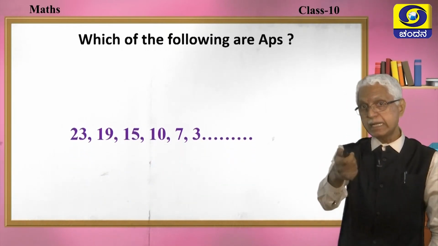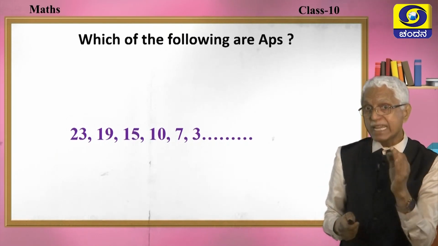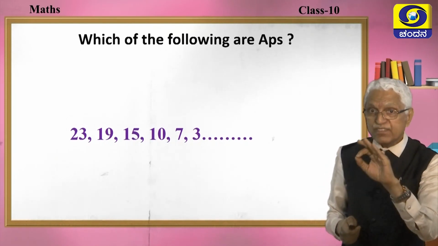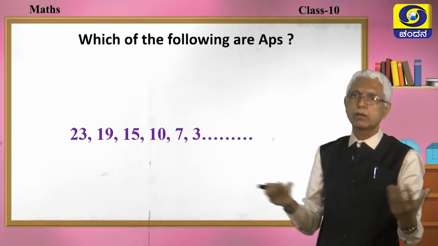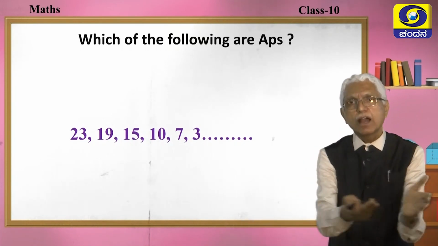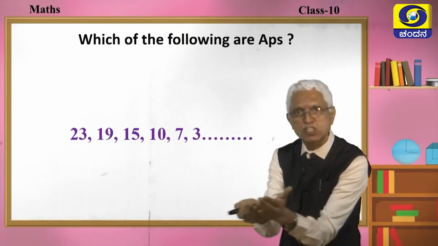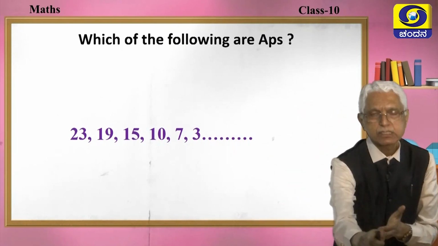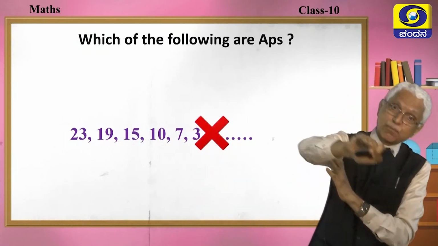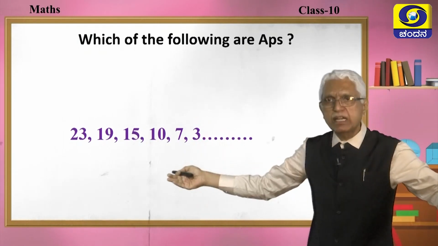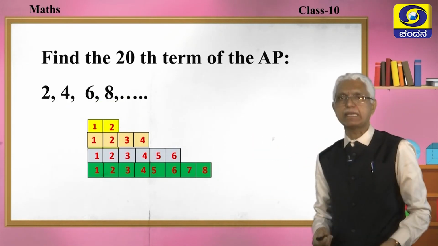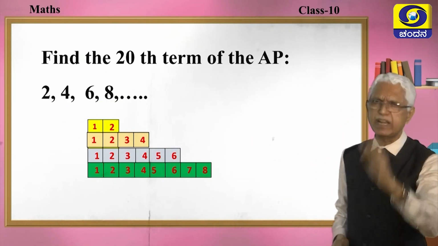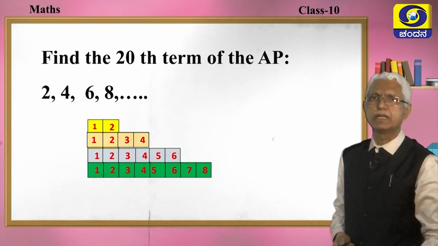Check here. 19 minus 23 is minus 4. 15 minus 19 is minus 4. 10 minus 15 is minus 5. My God, I observed the common difference when I started, but when I took the fourth term minus the third term, I did not get the same common difference. Hence, it is not an AP. Wonderful. So, by now you are very sure of what is an AP. It must have a common difference.